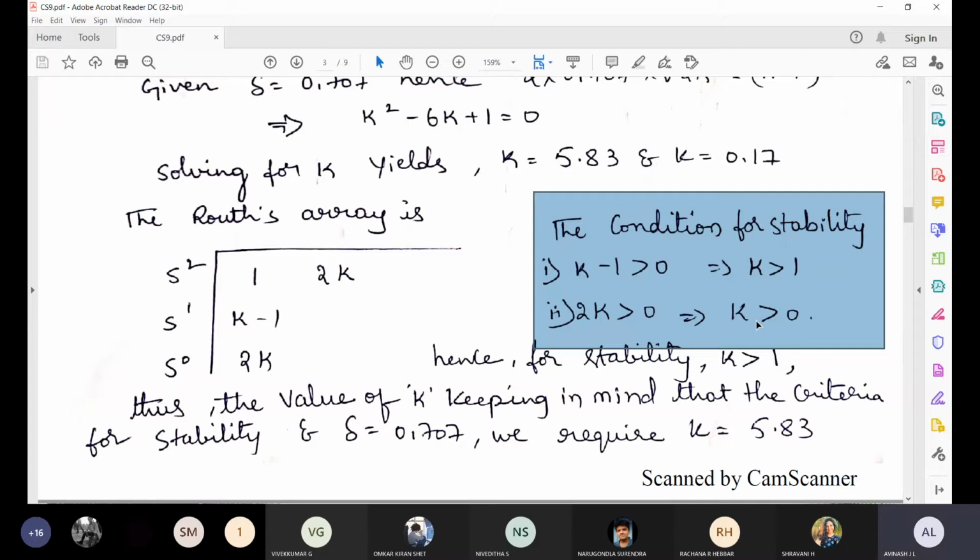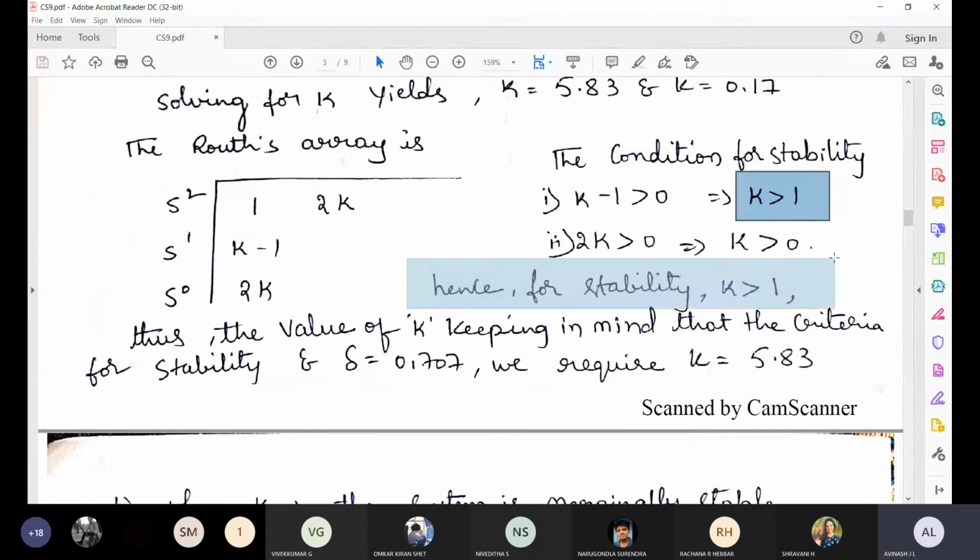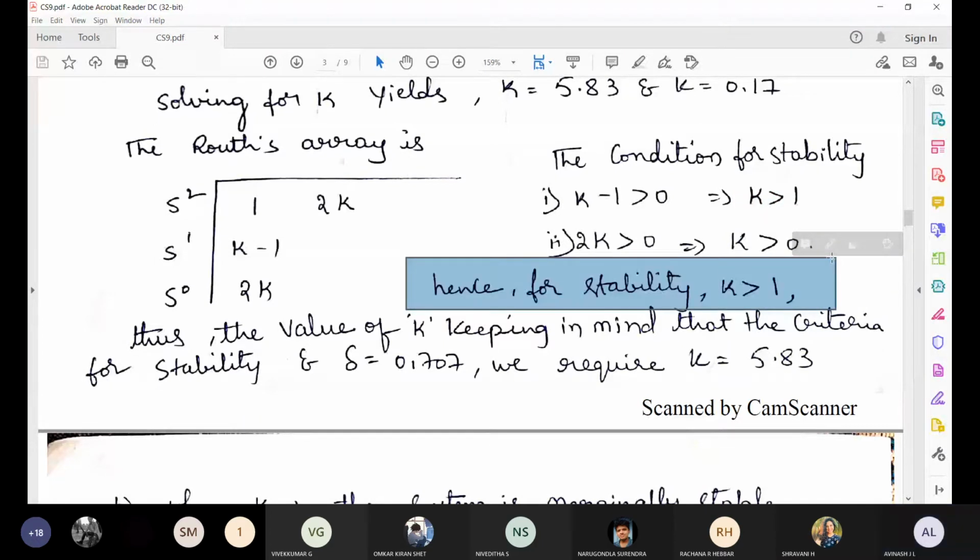Now, as I told you in the last numerical also, when two positive values come into the picture, we need to take the higher positive value. In the last numerical, 0 and 0.53 came, so I told you to take the k value greater than 0.53, so that the system will be stable forever. Similarly, here k is greater than 0 and k is greater than 1. Which one do we have to choose? We have to choose the highest possible value, that is k must be greater than 1, then the system is stable forever. So hence, for stability k must be greater than 1.